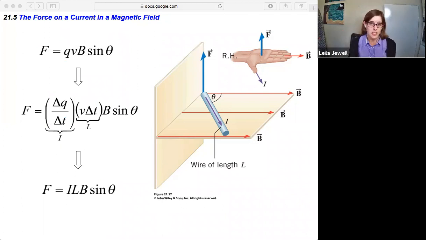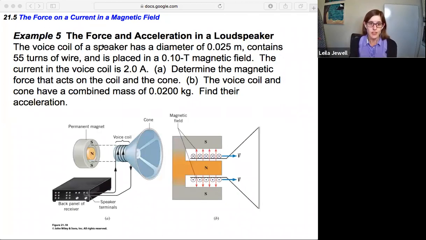Let's look at this in an example. So the force and acceleration in a loudspeaker. The voice coil of a speaker has a diameter of 0.025 meters, contains 55 turns of wire, and is placed in a 0.10 Tesla magnetic field. The current in the voice coil is 2 amps. A, determine the magnetic force that acts on the coil and the cone.